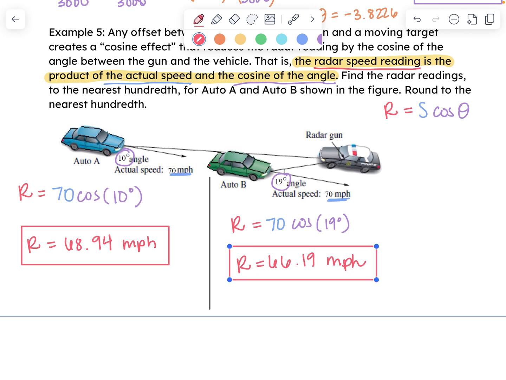And there we go. So I guess if you are getting read by a cop car with a radar gun, you want to be closer rather than further away.